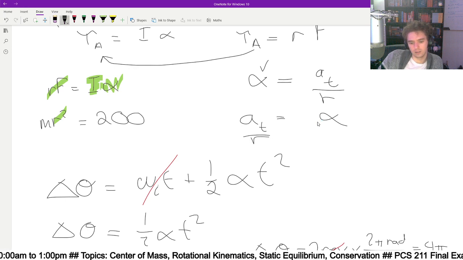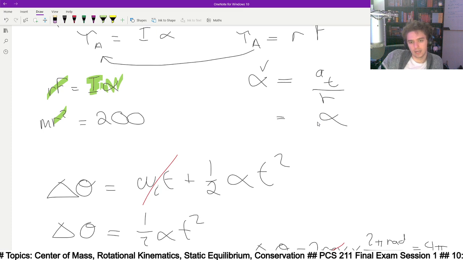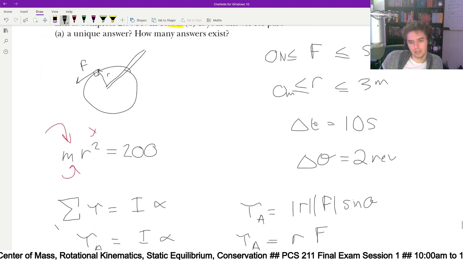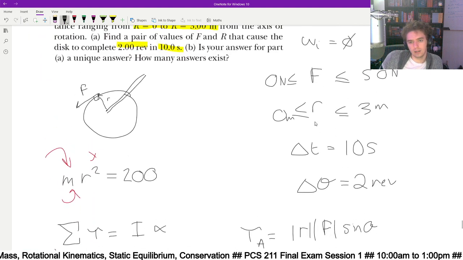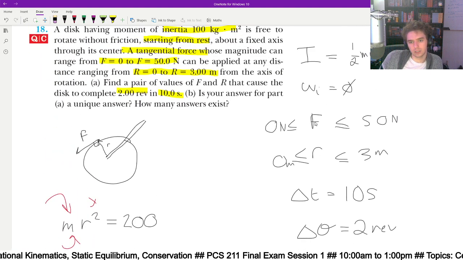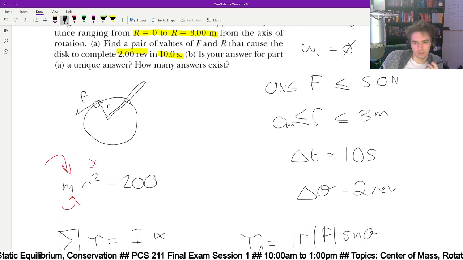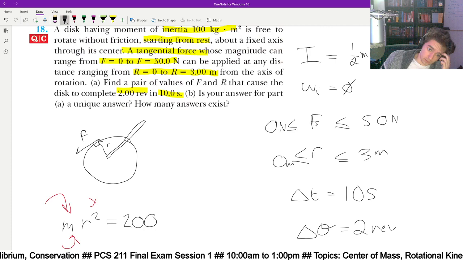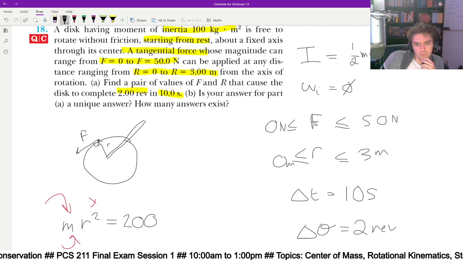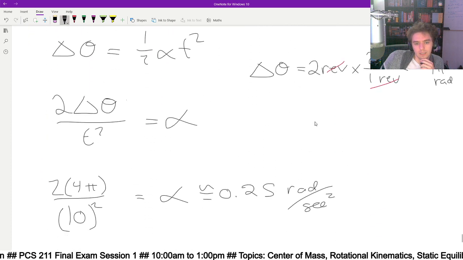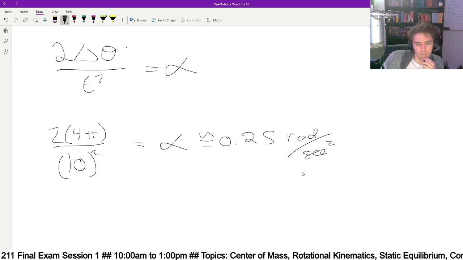Excuse me, Adam, what are the delta t and omega and alpha values? Delta t is 10 seconds, omega initial is 0. We don't know omega final, but we can probably find it. Yeah, I don't see why not. And what was alpha? Is it 0.25? Alpha was 0.25. Thank you.